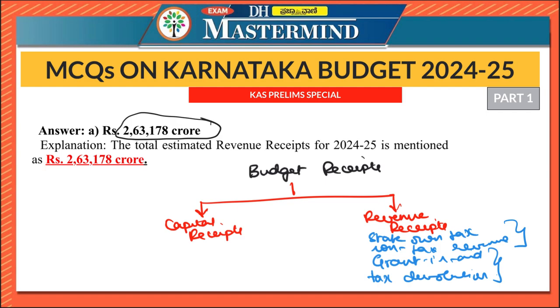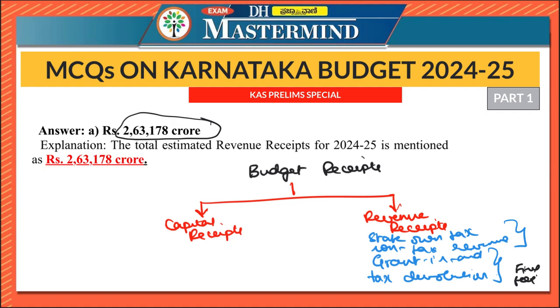So tax revenue is obtained from state taxes like excise duty, commercial taxes, etc. Well, non-tax revenue is obtained from fines, fees, etc. So now we know about revenue receipts. So what amount of revenue receipts is the Karnataka state government getting? Karnataka state government is getting 2,63,178 crore as revenue receipts.